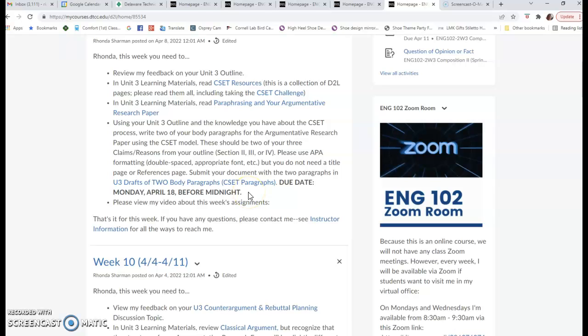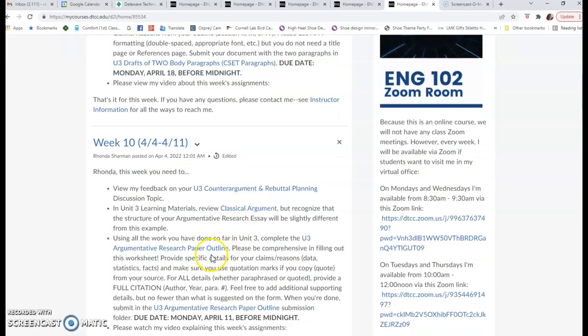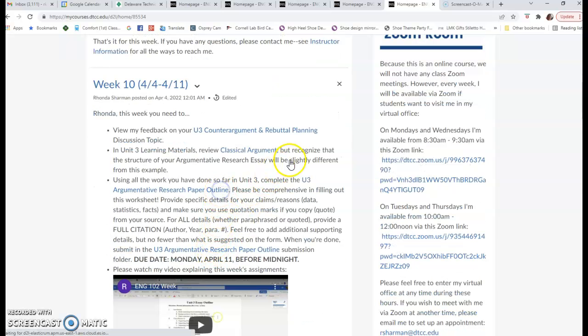And that is to choose 2 body paragraphs from your outline and write them out as full paragraphs. So again, you are going to choose 2 paragraphs from your outline. Now they have to be the body paragraphs. So if we open up, let's see if this will open up the outline template for you.